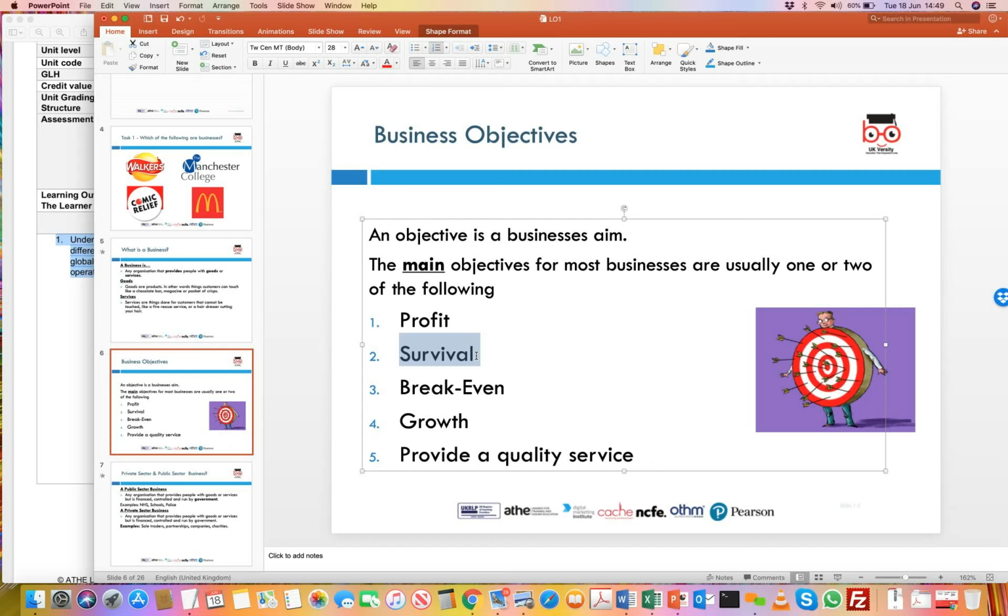So sometimes when you see businesses are new and they are starting off in the market, they are basically looking at breaking even first. Now, some businesses are looking at growth.